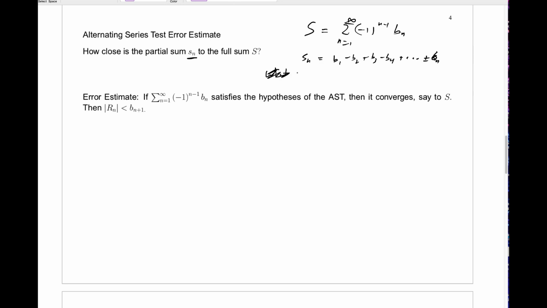Not really what is Rn, how big is R sub n? First of all, what is R sub n? R sub n is just S minus S sub n, the difference between the actual sum and this partial sum. And to help us understand the answer, we just have to look back at the previous picture.